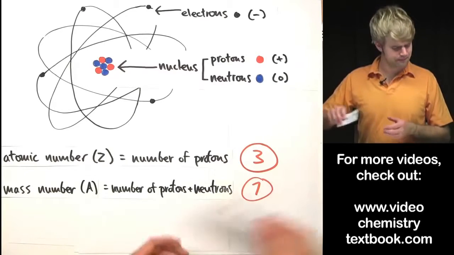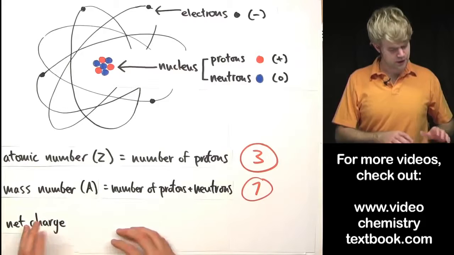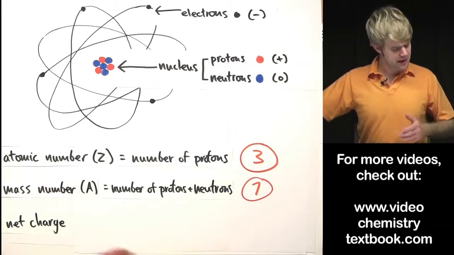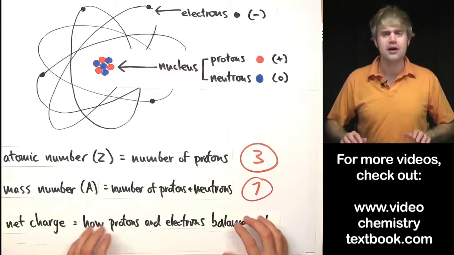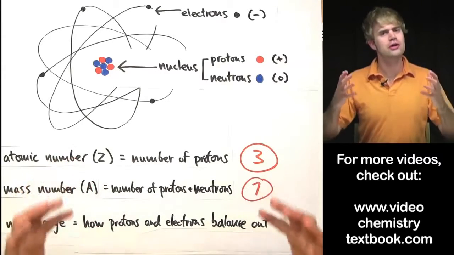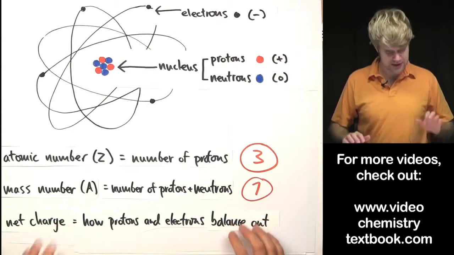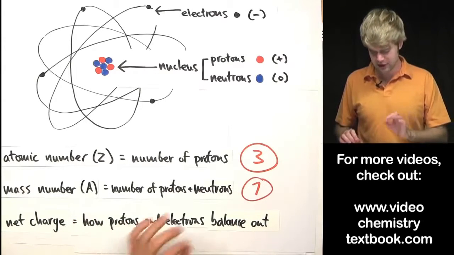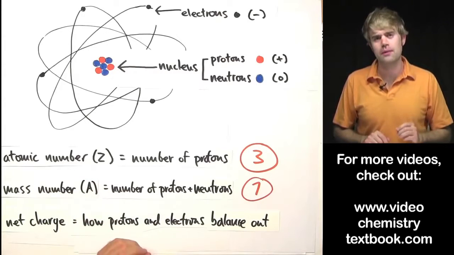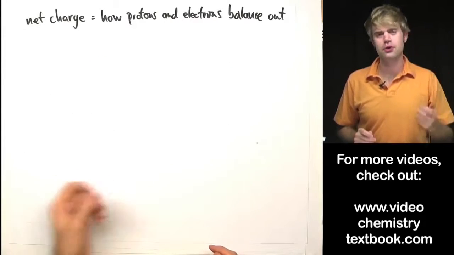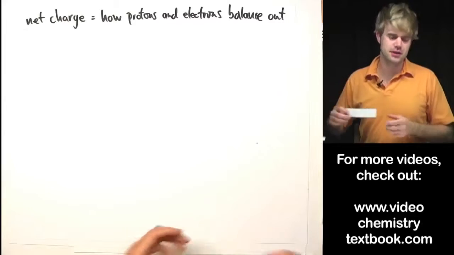Now finally, the third characteristic we're going to talk about here is probably the most complex, and that's called net charge. I don't have a good way to define net charge. I don't have a good definition. So what I'm going to say here is it's how protons and electrons balance each other out. Let's talk a little bit more about this. So net charge is about how protons and electrons balance each other out.